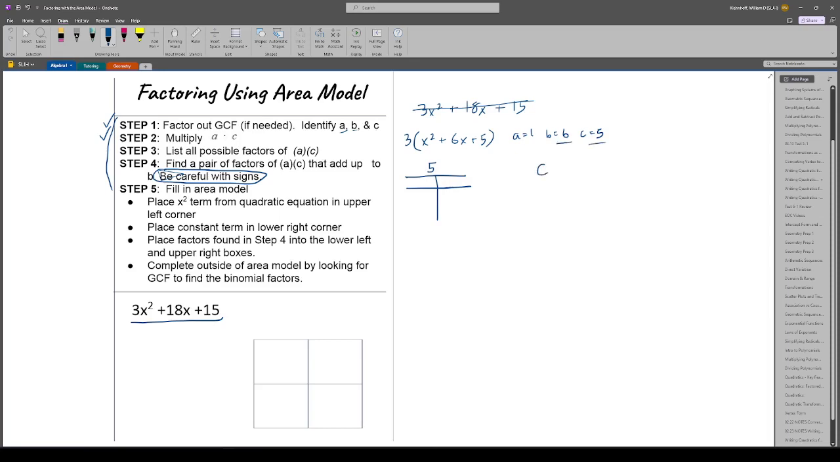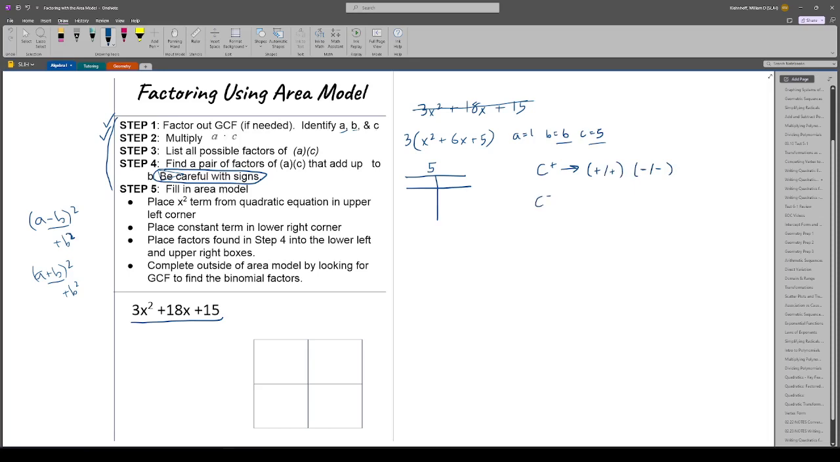So if C is positive, then we know that both factors have the same sign. So think back to perfect square trinomials. We had something minus something squared gave us a plus for our constant. And if we had something plus something squared, we got a plus for our constant. So if C is positive, then these two things have to have the same sign. So either they're both positive or they're both negative.